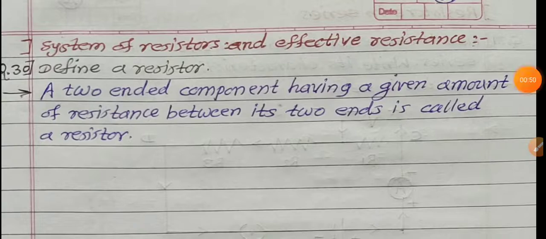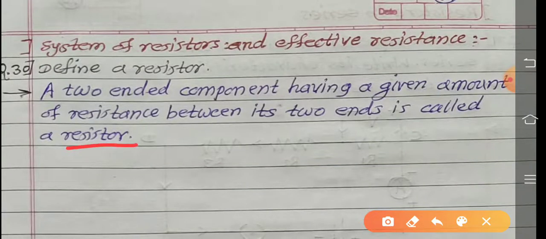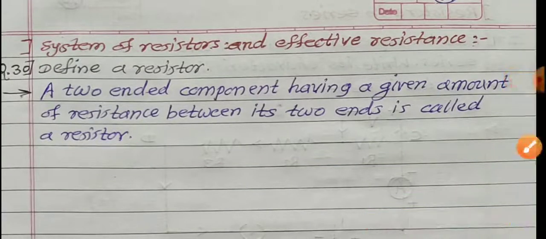What is given? A two-ended component having a given amount of resistance between its two ends is called a resistor. Are you all getting this? This is the definition, this is the meaning of resistor.